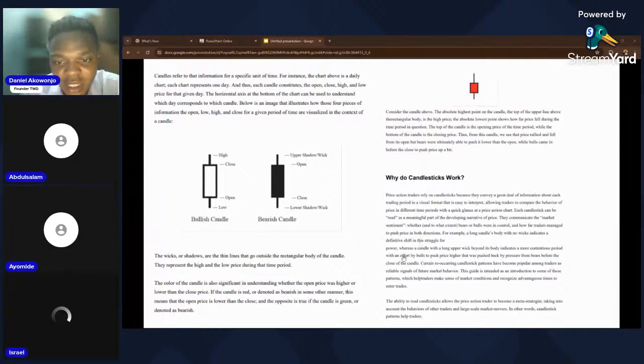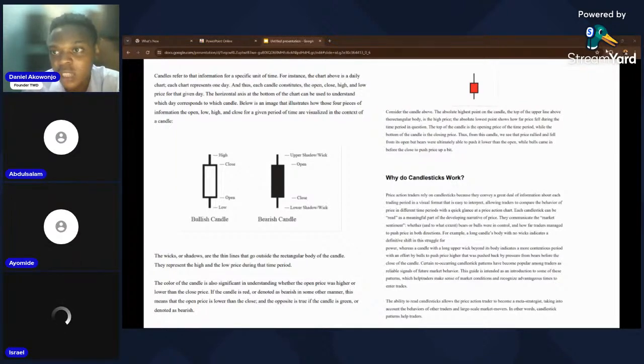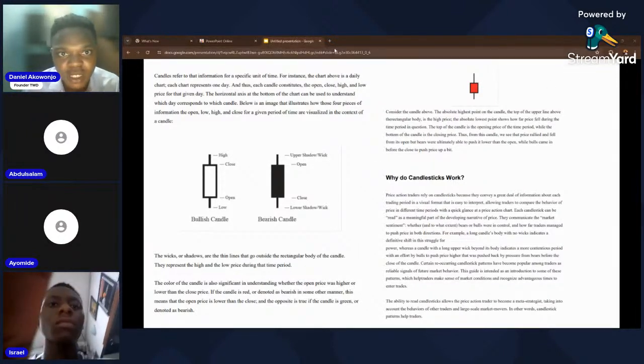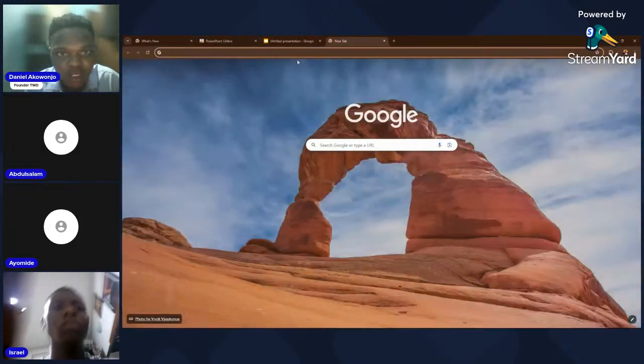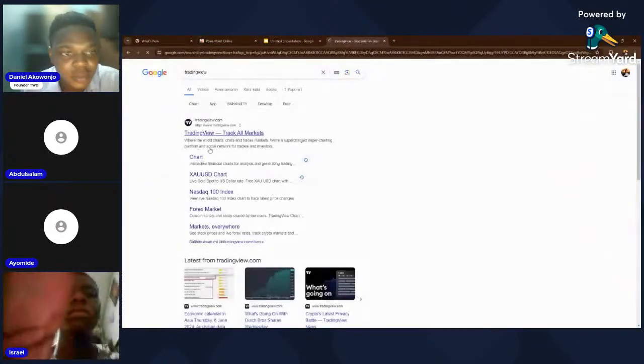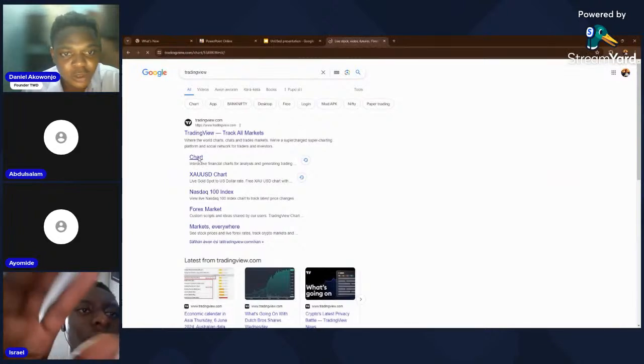You already have an in-depth knowledge about how these things work, and you don't want to sleep on it. You want to make sure you are paying attention to every detail, because immediately you come on the chart, right? Let me share a new screen. Let's imagine we go to TradingView. So now you go to TradingView, right?